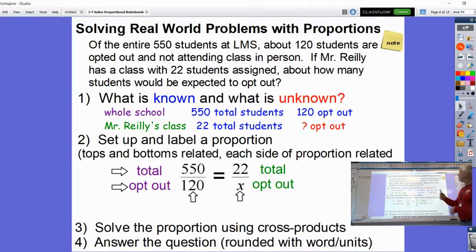So here's an example. Of the entire 550 students at Ledyard Middle School, about 120 are opted out and not attending school right now. So if I have a class with 22 students in it, how many students would I expect to opt out? Well, if there's 120 students out of the entire 550 in the school that have opted out, then what's the expectation of how many will be opted out in my class?